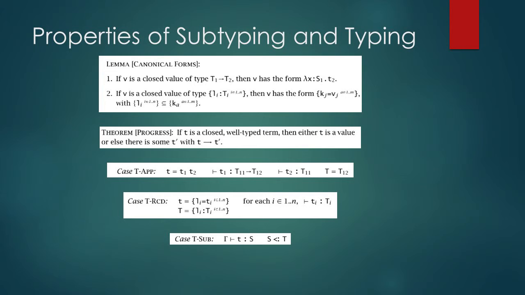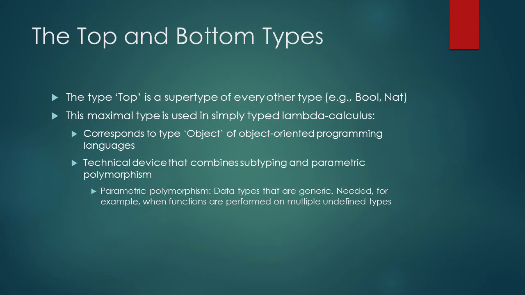And finally, the case of t-sub is that in a given context, if t is of type S, then S is a subtype of T. The induction hypothesis applies here directly. Continuing on to section 15.4, Peirce discusses the top and bottom types of subtyping.